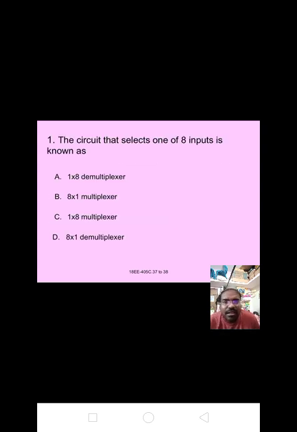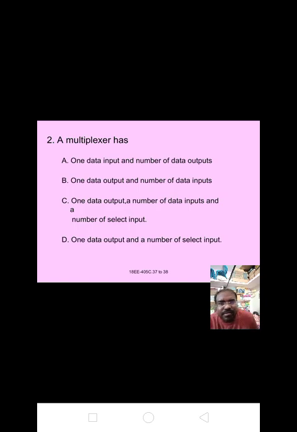Now the quiz. The circuit that selects one of 8 inputs is known as a 1 into 8 multiplexer. C is the answer. Multiplexer has one data output and a number of data inputs.